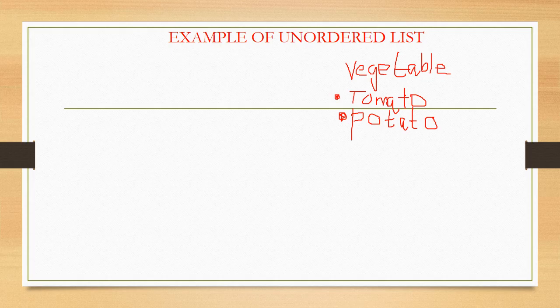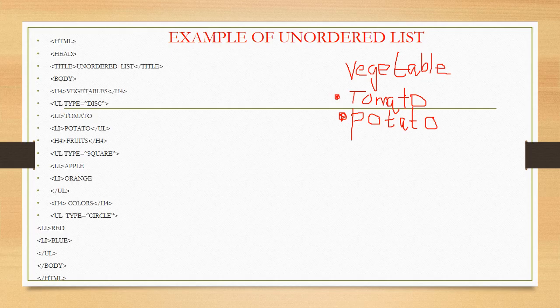Okay, so listen how I'm going to do this. Next heading also we can write. I'll just tell you how to do these tags. First of all, as usual, we have written the HTML. Next head, next is the title of it. We can give unordered list. If head is not there also, no problem. If title is not there also, no problem. So I have given the title unordered list.